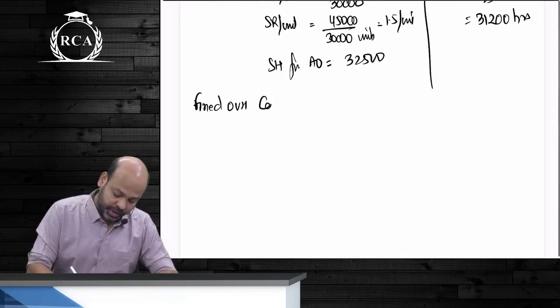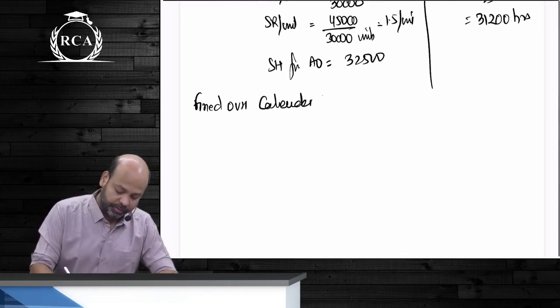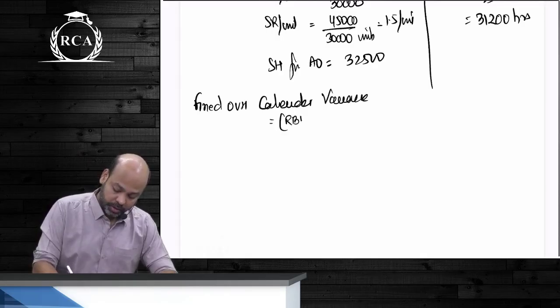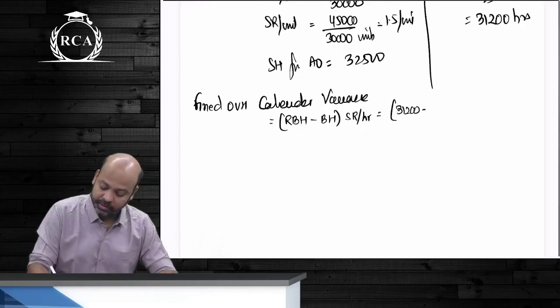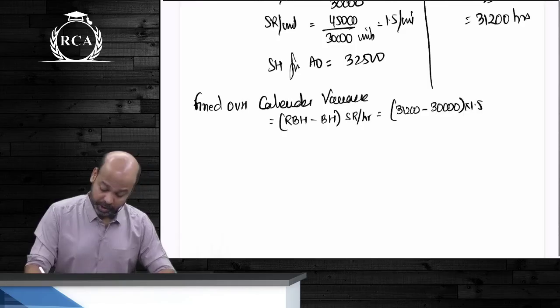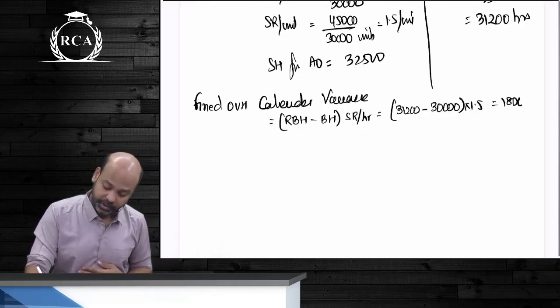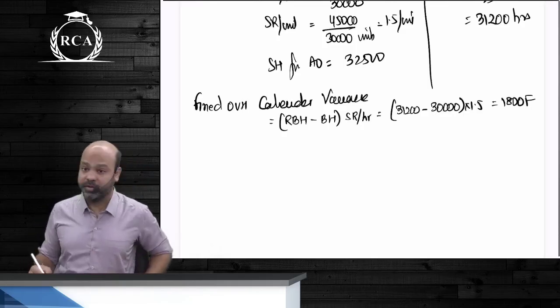So fixed overhead calendar variance. What is the formula for fixed overhead calendar variance? Revised budgeted hours minus budgeted hours into standard rate per hour, or actual working days minus budgeted working days multiplied by standard rate per day. Anything is fine. So this will be 1800 favorable.